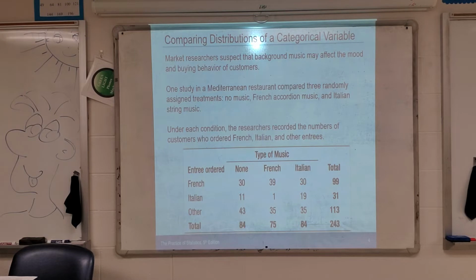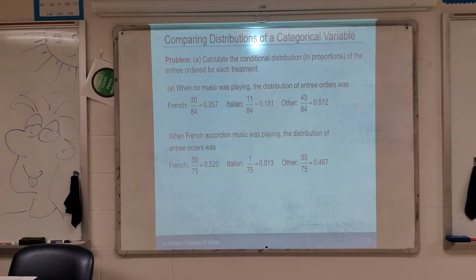Out of no music playing, 84 people were not listening to any music. You see where that number is? That's the total on that column right there. Does everybody see that? 84 is the total that was not listening to any type of music. 30 out of 84 is that conditional value, which is 0.357. Italian was 11 out of 84, and other was 43 out of 84. So you've got those proportions there. That makes up our conditional distribution.